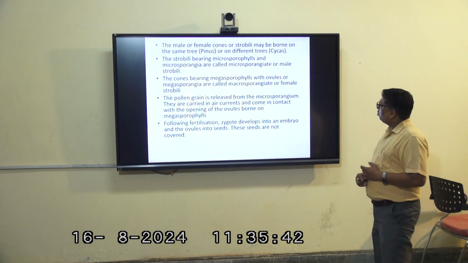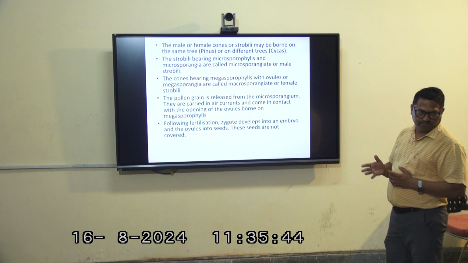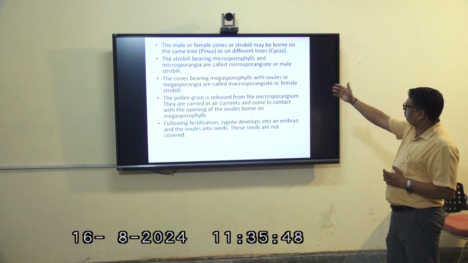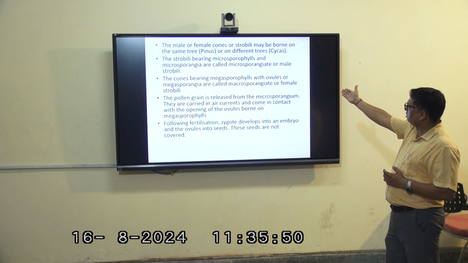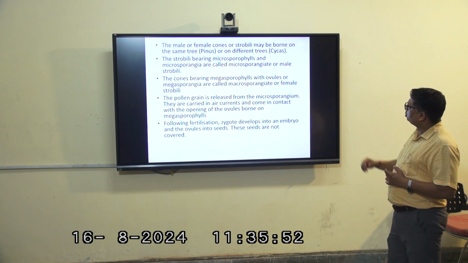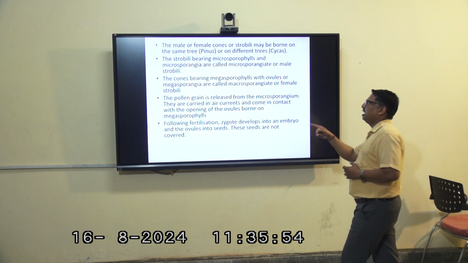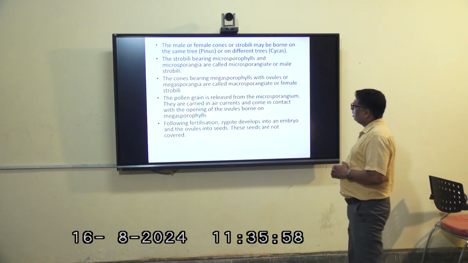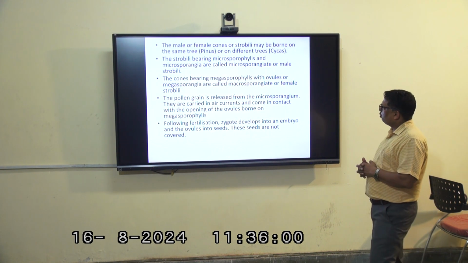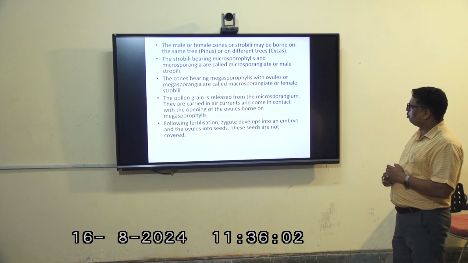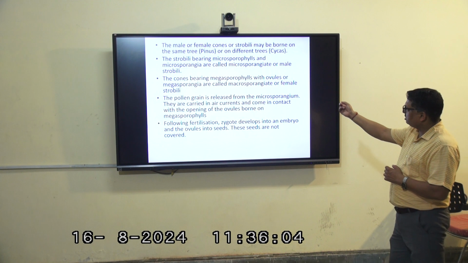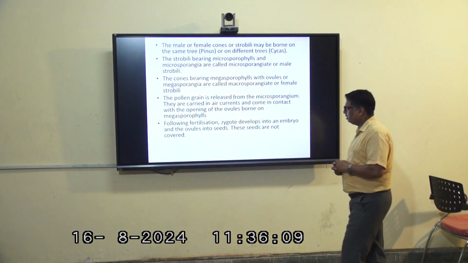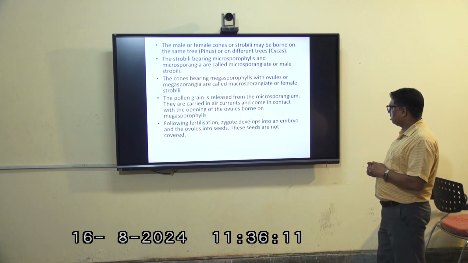The male or female cones may be borne on the same or different trees. If they are present on different trees, this is the example of cycas. If the strobili are on the same plant, this is the example of Pinus. The strobili bear microsporophylls and microsporangia, called the microsporangia or male strobili. Pollen grain is released from the microsporangia and carried by air currents.